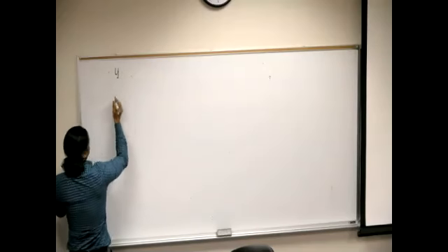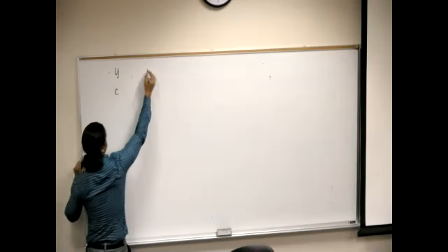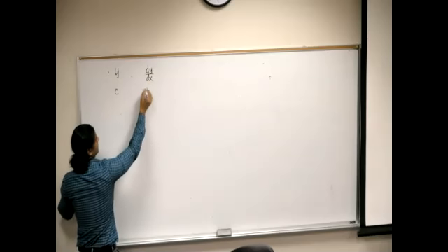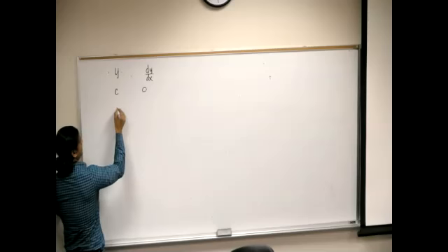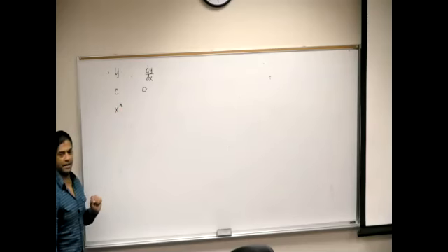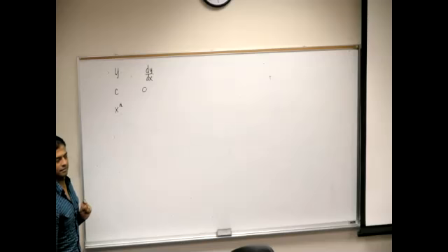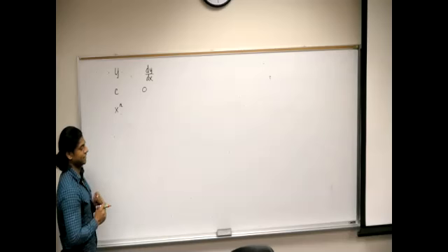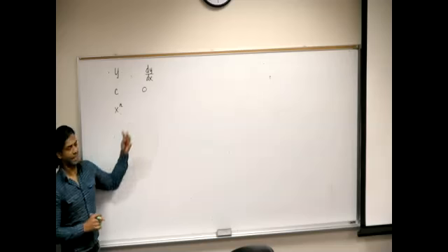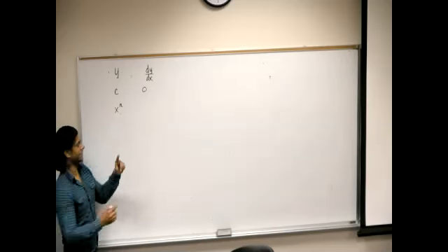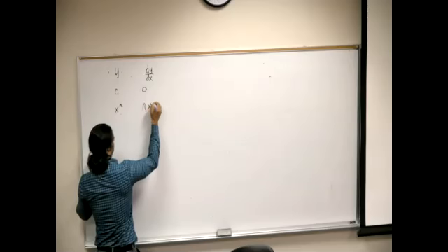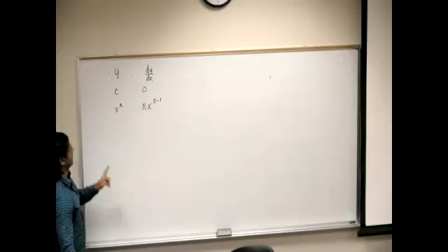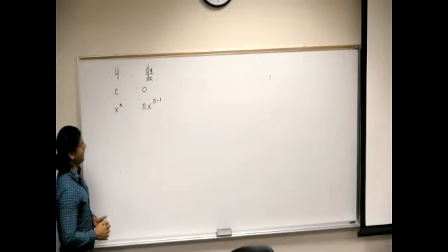Just to summarize, the derivative of a constant c is 0. The derivative of x raised to n, for any n, is n times x to the power of n minus 1. Good. There's one more rule.